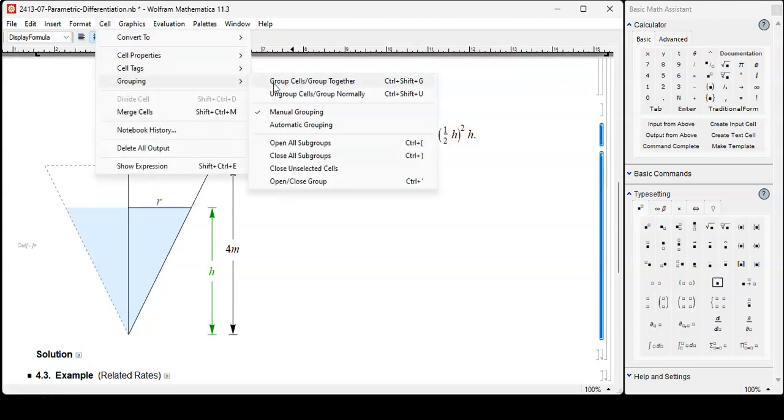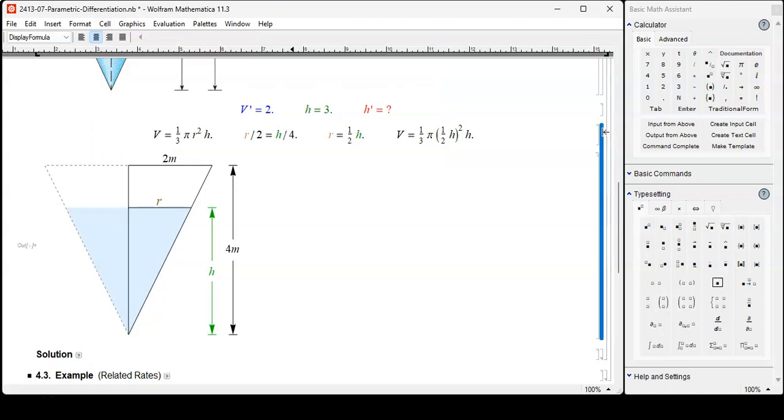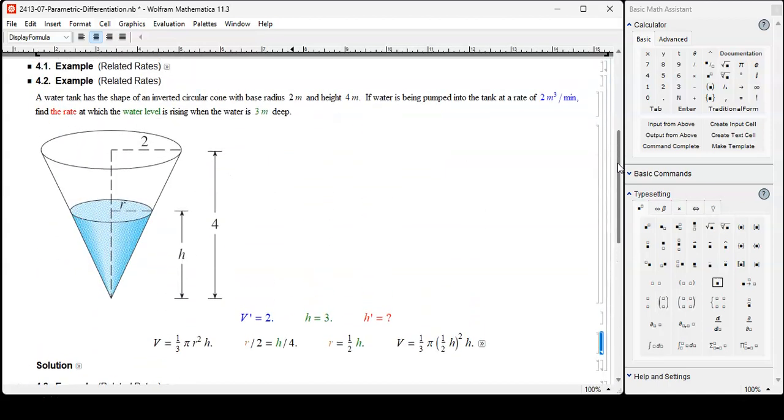So we actually have to deal with 2 relations here. First relation, a 3D relation, V, R, and H. And second relation, a 2D relation, R and H only. So from the second relation, we can eliminate R, solve for R, and plug it into the original, and then we get a relation between V and H only.